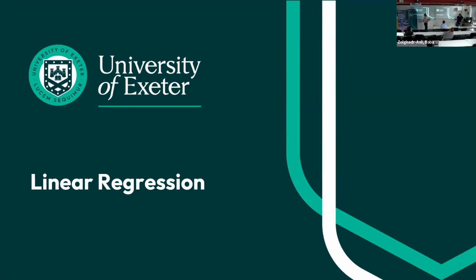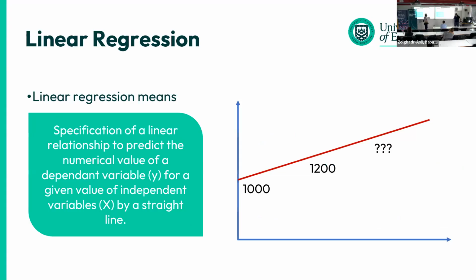First and foremost, the simplest type of regression is linear regression. For example, if we have these numbers, 1,000, 1,200, what is the next number?